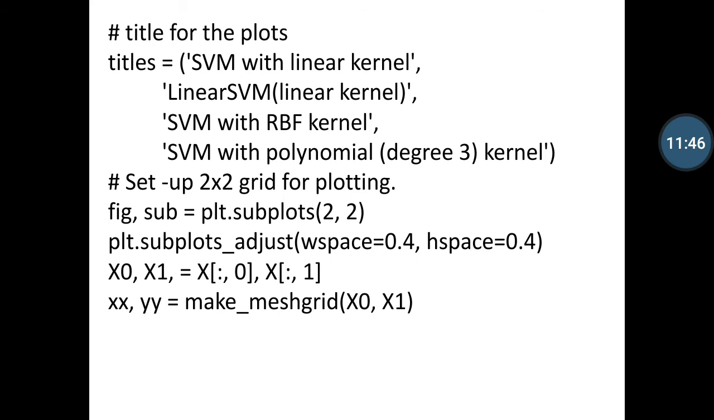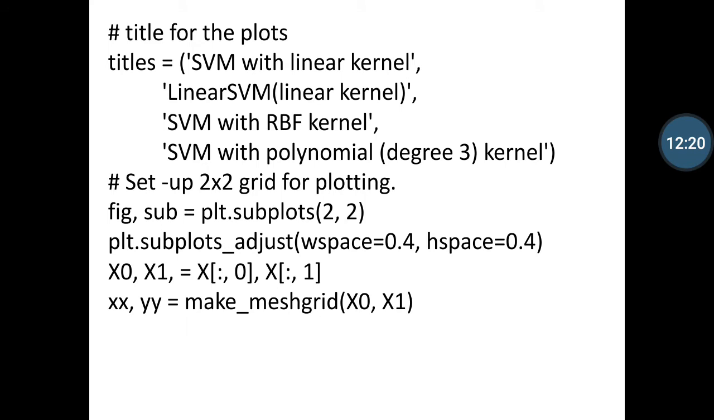Then I define the graph, so I use a hash tag comment in our program to plot the graph titles. I define titles is equal to SVC with linear kernel, LinearSVC with linear kernel, SVC with RBF kernel, SVC with polynomial degree 3 kernel, and then close the bracket.